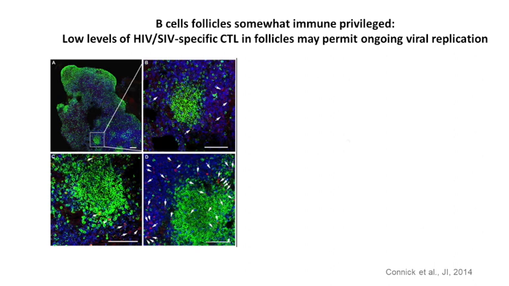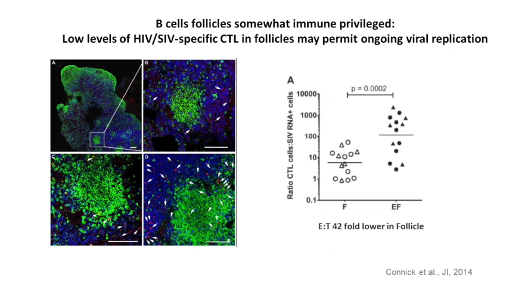But then we can also find examples where there are similar levels within an animal or a human within a node. You can find a follicle generally that has similar levels inside and out. So they're not entirely excluded, they're just in lower levels. But nonetheless, when you think about in vivo effector to target ratios, inside the follicle there's a 42-fold lower effector to target ratio than outside of the follicle. So these data indicate that the B cell follicle is somewhat of an immune privilege site where low levels of virus-specific CD8 T cells permit ongoing viral replication.